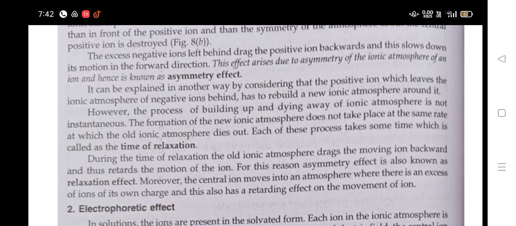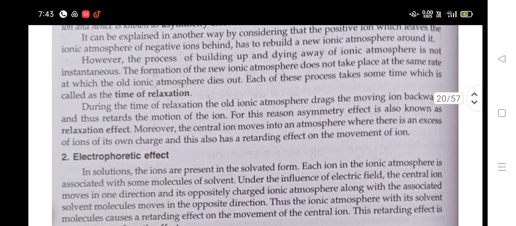However, the process of building up and dying away of the ionic atmosphere is not instantaneous. The formation of the new ionic atmosphere does not take place at the same rate at which the old ionic atmosphere dies out. Each of these processes takes some time, which is called the time of relaxation. During the time of relaxation, the old ionic atmosphere drags the moving ion backward and thus retards the motion of the ion. For this reason, the asymmetry effect is also known as the relaxation effect.